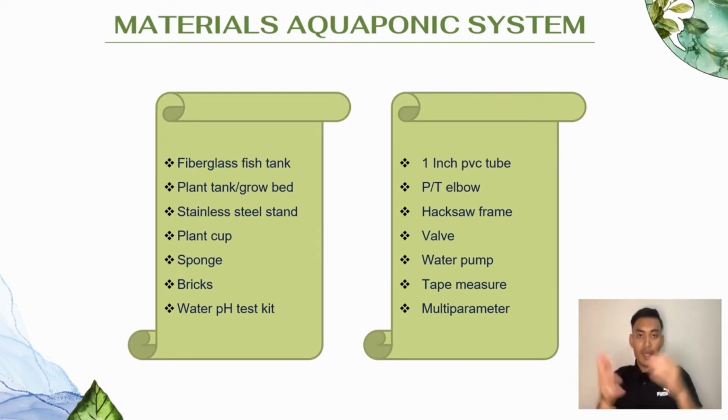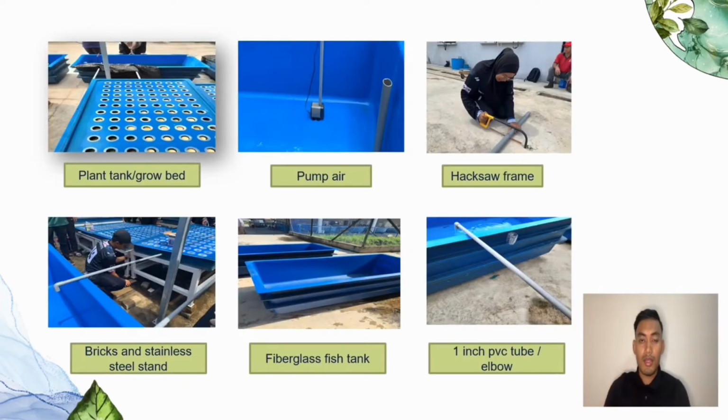In addition, other materials used are stainless steel, plant cup, elbow, valve, multi-parameter and others for this aquaponic system. The next slide is the process of washing and installing the materials that have been selected that are suitable according to the aquaponic concept.